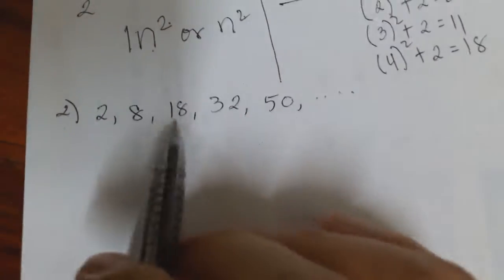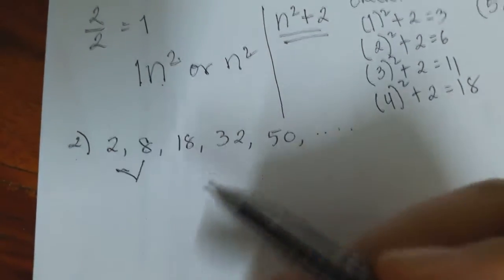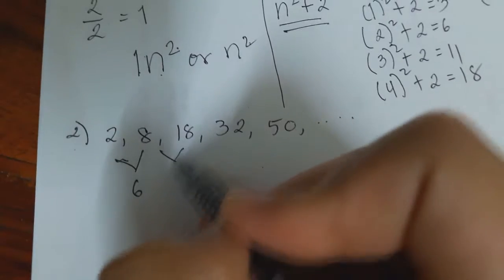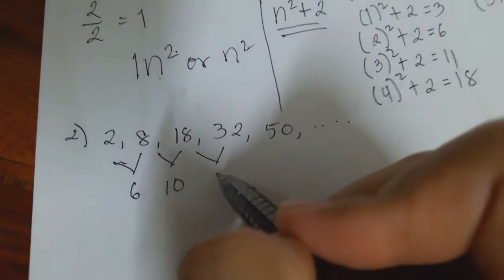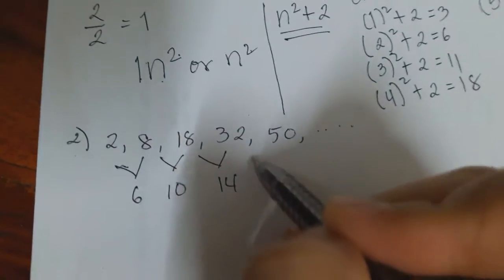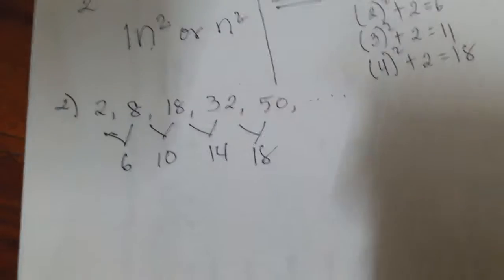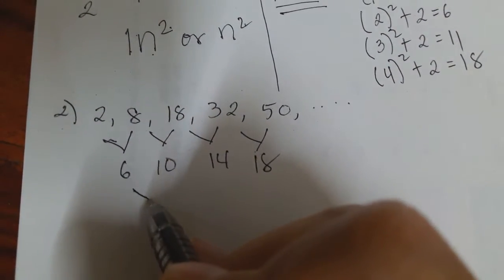Now let us go to number 2. So we have 2, 8, 18, 32, and 50. So let's find out. We have 6, we have 10, we have how many? 14. And then 18. So they're not the same. So let's do the subtraction again.